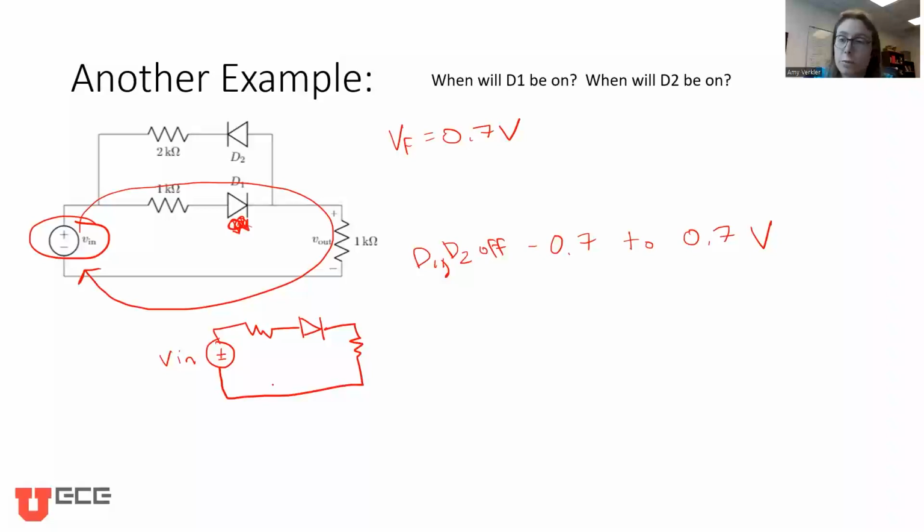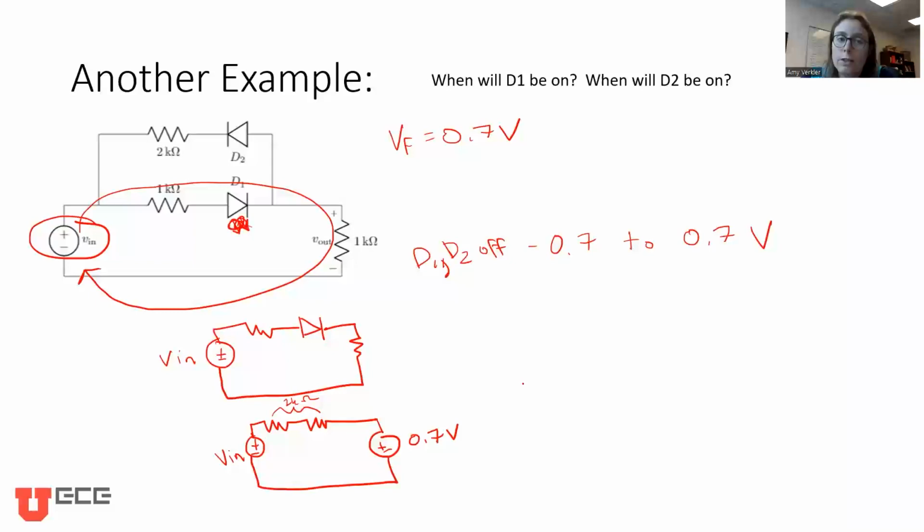And I'm actually going to simplify this again. So now we'll combine both of those resistors because we learned that that's an equivalent circuit. So combine them into one resistor, which is 2 kilo ohms. And then we'll replace the diode with a 0.7 volt voltage source. So now it should be easy for me to calculate what the current is through that diode.